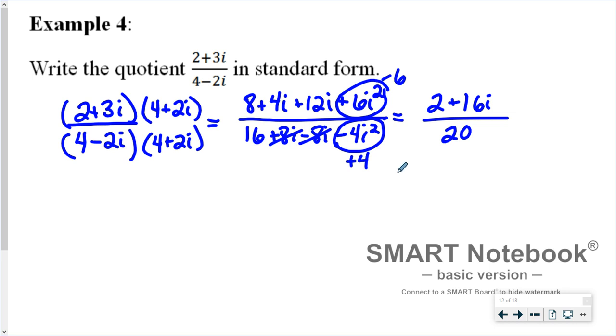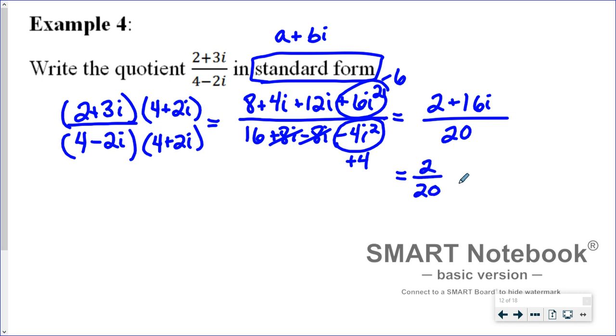Okay, now, they will want us to simplify this because we want it in standard form, right? So we want it to look like a plus bi, not a plus bi over something. So this is really going to be 2 over 20 plus 16i over 20. So we just reduce these things and we get 1 over 10 plus 4/5 times i. So my a would be 1/10 and my b would be 4/5.